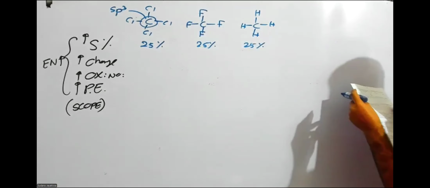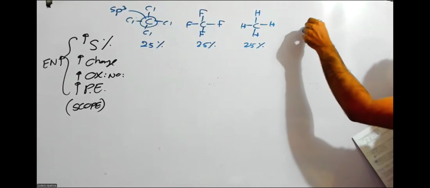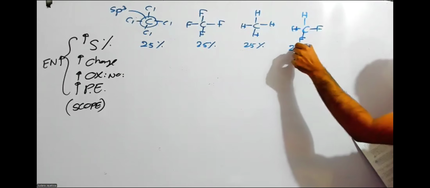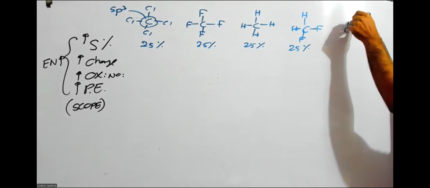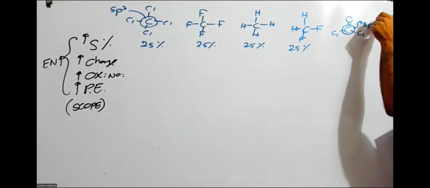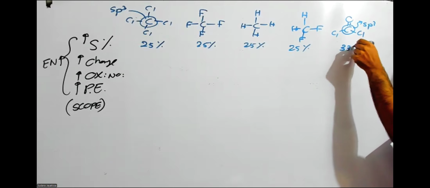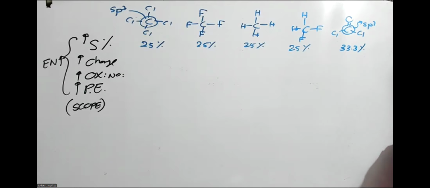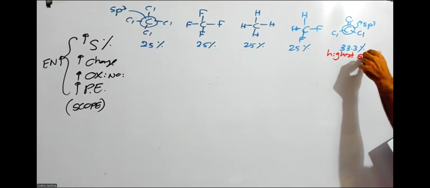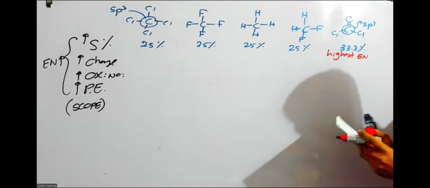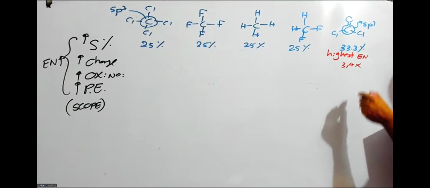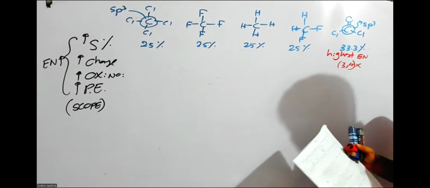25% s character. Then you have CH2F2, that is also the same, 25% s character. And finally, you have something different, COCl2. In COCl2, it is trigonal planar, so sp2, 1/3, 33.3% s character. So this should be the one with highest electronegativity. Your answers should end with COCl2, so answer 4 and answer 3 are wrong. You can eliminate 2 answers.